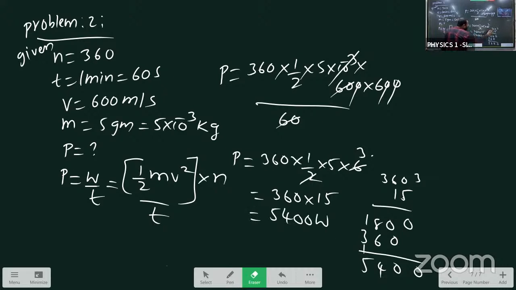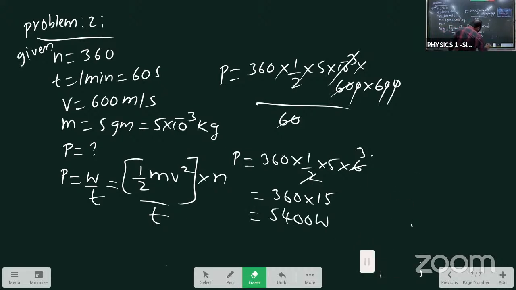So 5,400 watts. What is the machine gun power means?